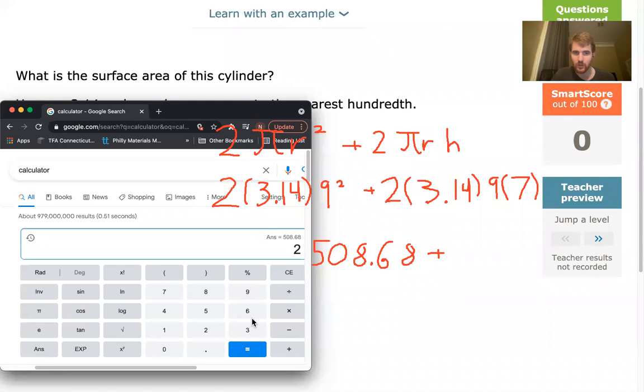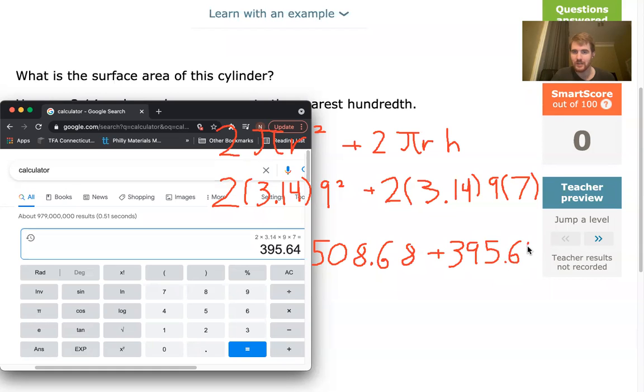Now we'll do the second part. That's going to be 2 times 3.14 times 9 times 7. I'm just taking the numbers from this formula. That's 2 times pi, 3.14, times the radius, 9. We see a lot of that in the picture, times the height, 7. Multiply that together, and it's 395.64.